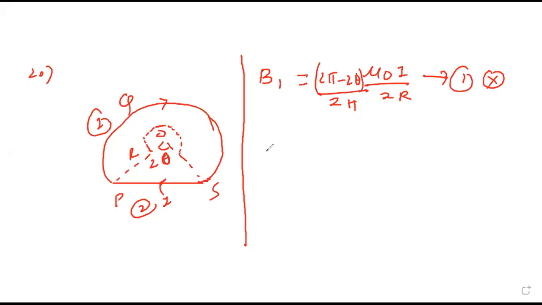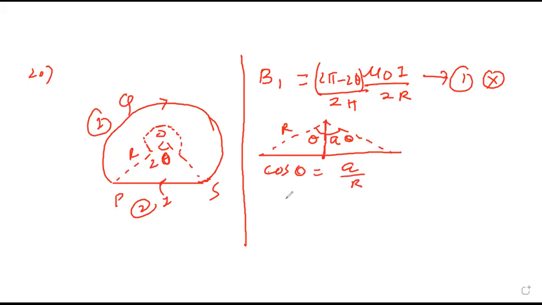Now for straight wire, formula is mu naught I upon 4 pi a into sine theta 1 plus sine theta 2. So this is distance a which we want. This is radius r. This will become theta. This will become theta. How to get a? When I take cos theta is adjacent side upon hypotenuse. So distance will become r cos theta.